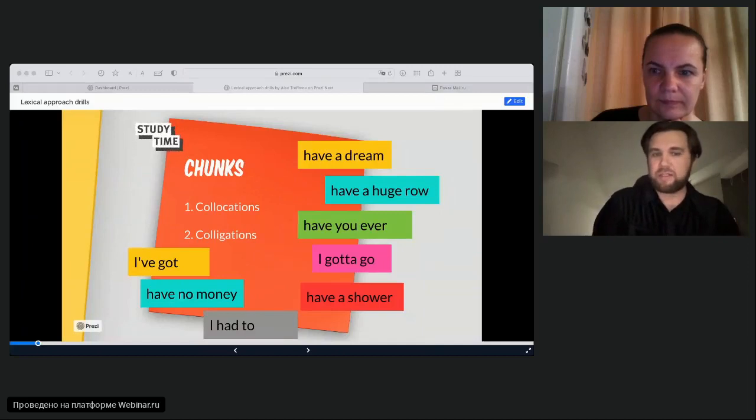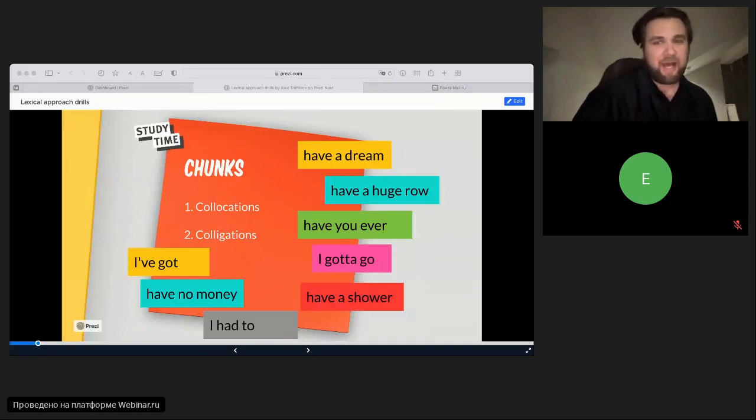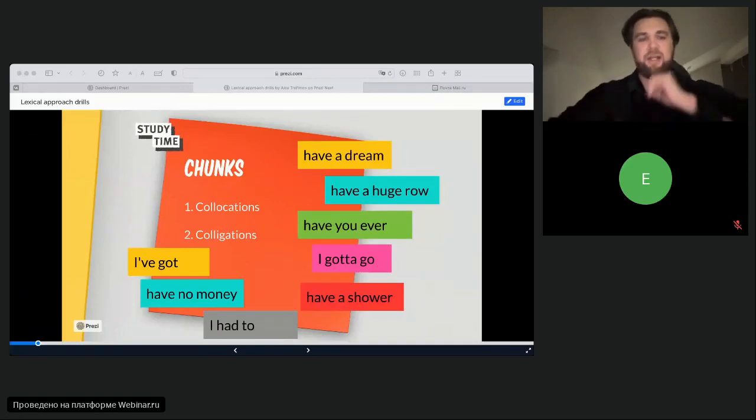Have a huge row. What is that? Is it a collocation 1 or a colligation 2? So we have the answers 1, 1. Okay, and the full answers. Thank you. Now let's have a look at have you ever. Is it a collocation or a colligation? Now I can see a lot of 2s appearing there. Let's have 1 more, I think, or 2 more. I gotta go. I gotta go. What is that? A collocation or a colligation?